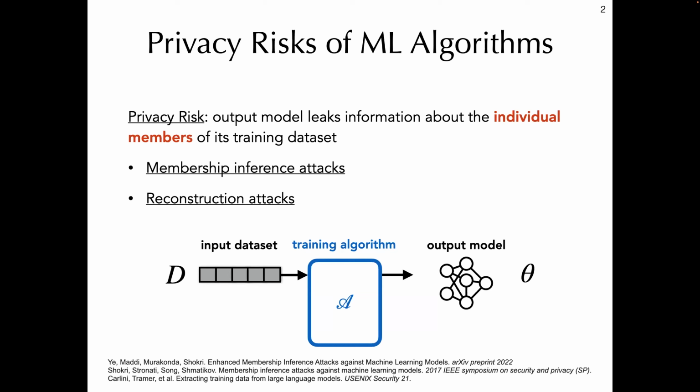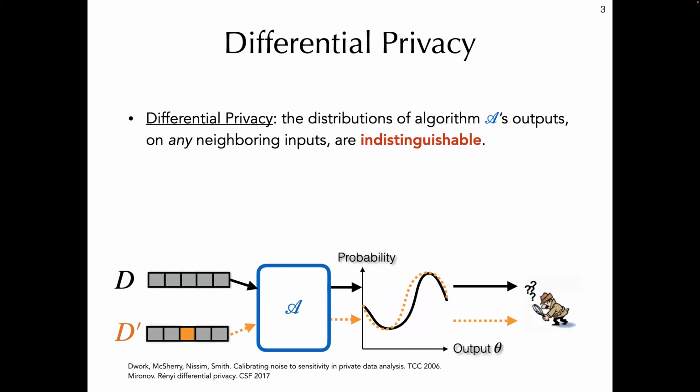These privacy risks all threaten the application of machine learning in privacy-sensitive applications, and therefore it calls for training private machine learning models. To protect user privacy, we can train a machine learning model under a differential privacy guarantee. Differential privacy is a quantitative notion that bounds the worst-case information leakage of a randomized algorithm. Loosely speaking, it ensures that the distributions of the algorithm's output on any neighboring input datasets are indistinguishable.